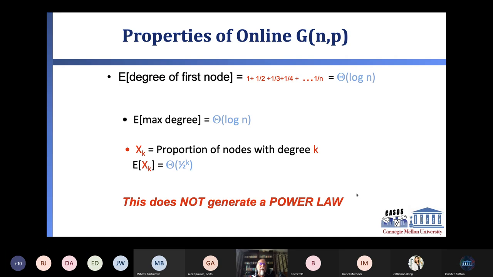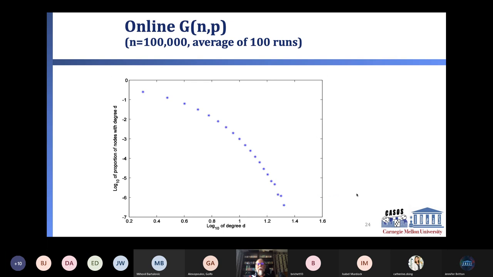This, by the way, does not generate a power law. If you've heard people say humans obey a power law, yes, that's true. If you plot a power law on log-log, it has to come out as a straight line, and the slope tells you the power. You can see here the proportion of nodes with degree d, relative to the degree d, plotted log-log is not a straight line. That's why I say this is not going to give you a power law.